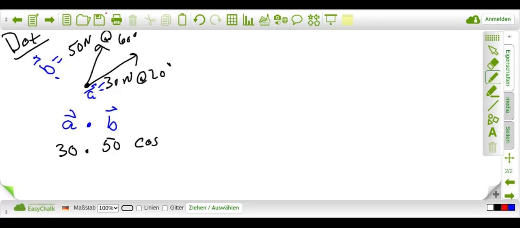It's not the angle of the vectors, it's the angle between them. So what is the angle in here? That angle in this case is 40 degrees. 20 degrees to 60 degrees, that's a 40 degree angle. There you go, a 40 degree angle. And so we would put in here the cosine of 40. And we'll get the correct answer, 30 times 50 times the cosine of 40. Very simple process. We have seen this.